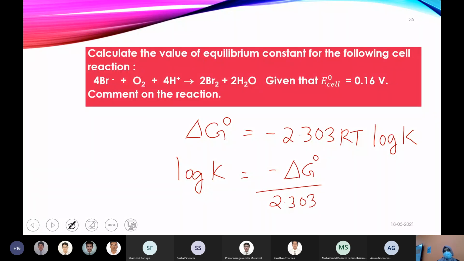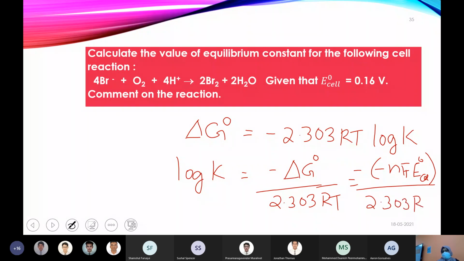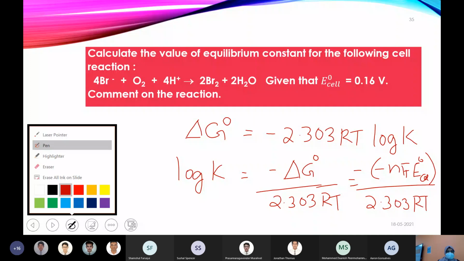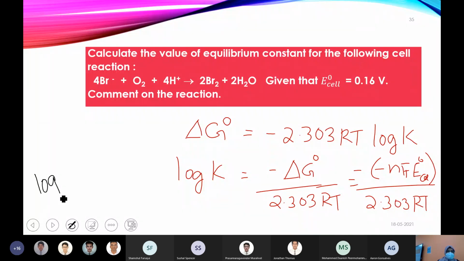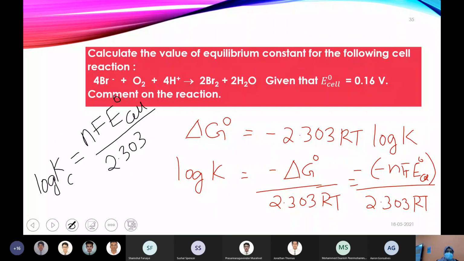But here Gibbs energy is not given, so substitute it with negative nFE. So the two negatives will become positive. That means you can calculate log K or log Kc, both are the same. C means it's the equilibrium constant in terms of concentration. So it will become log Kc = nFE0 cell divided by 2.303 RT. This is the equation you will be using.